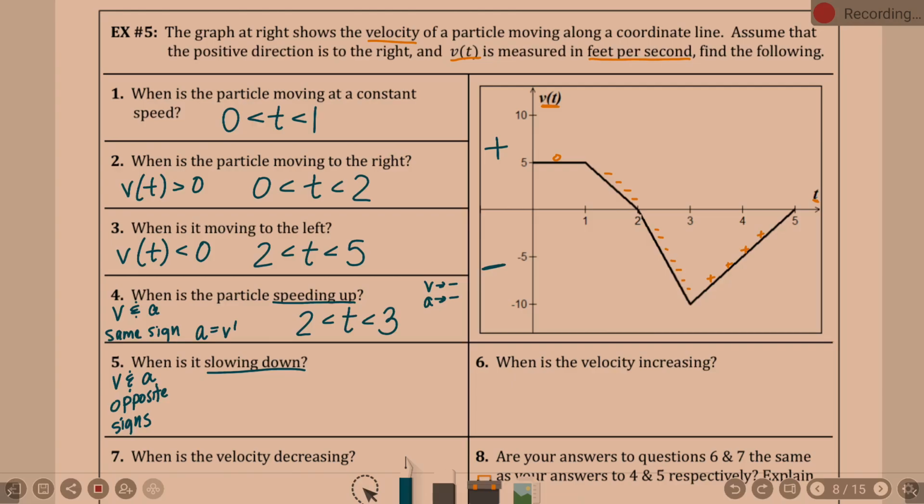It would be from 1 to 2 and from 3 to 5. From 1 to 2, we have positive velocity, negative acceleration. And from 3 to 5, we have negative velocity, but positive acceleration. Basically, the intervals we didn't give earlier, with the exception of the one that has the constant velocity.